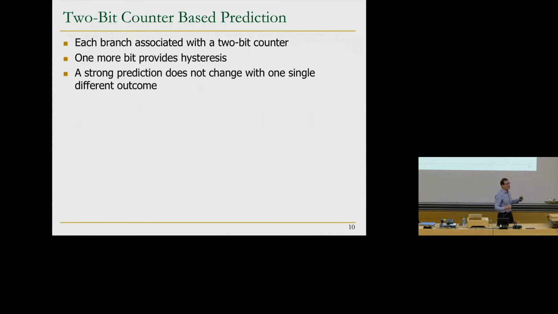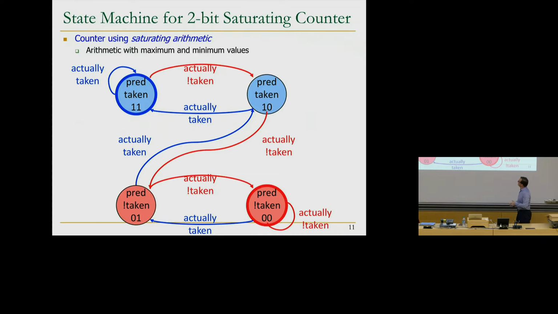And you can imagine extending this to 3-bit counters, right? A strong prediction doesn't change after n outcomes. People have looked at this space, but let's take a look at what's used a lot. So this is a 2-bit counter state machine.